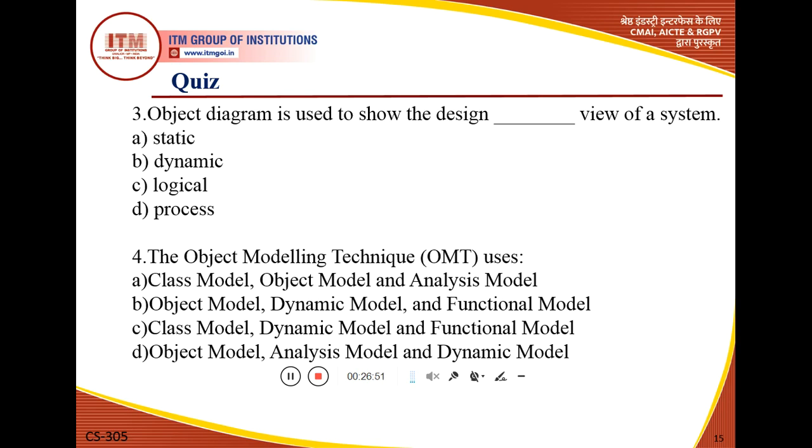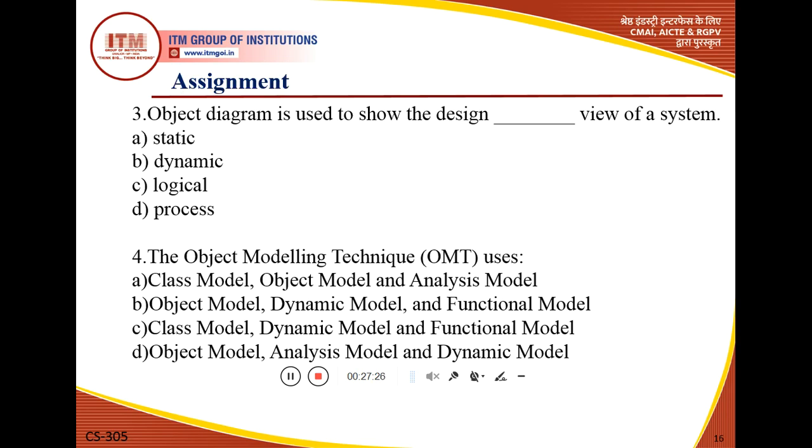The options are: first option, class model, object model and analysis model. Second option is object model, dynamic model and functional model. Third option is class model, dynamic model and functional model. And the fourth option is object model, analysis model and dynamic model. So these are the options according to OMT. What are the different types of models used in this technique?